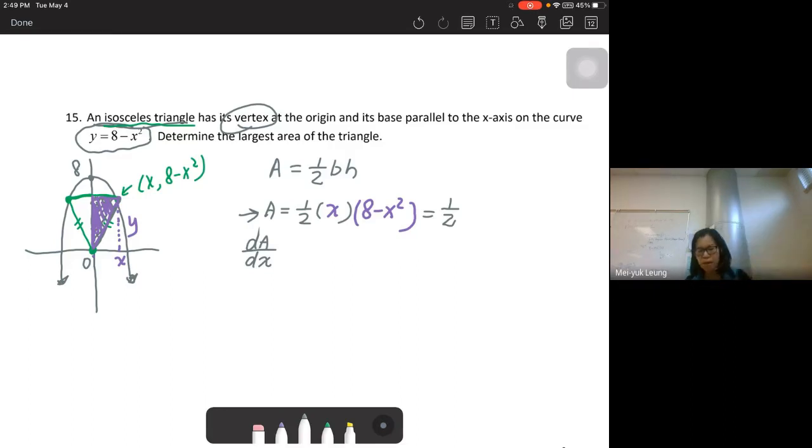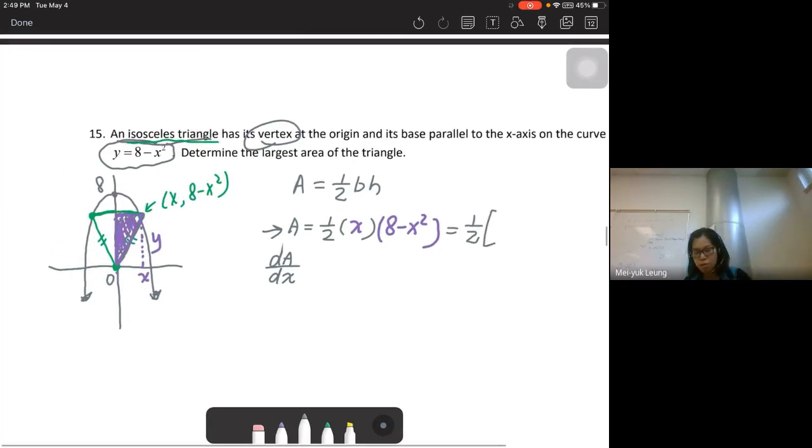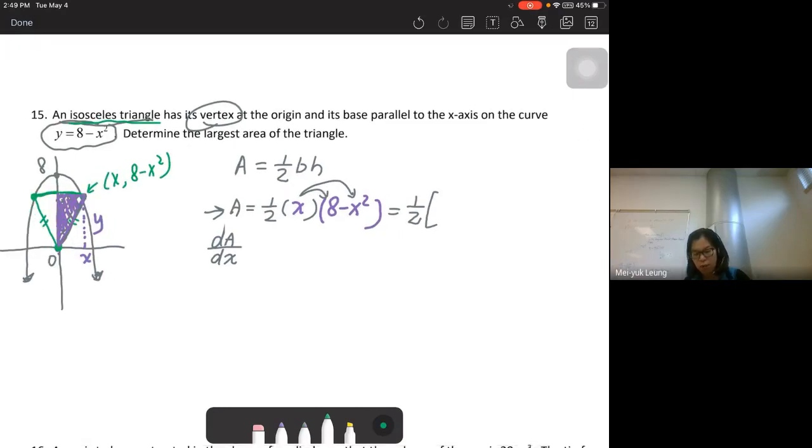I want to expand all the terms out. So multiply the x into the two terms here. So we have 8x minus x cubed. Okay, sometimes be flexible. So you don't need to always use the product rule or the quotient rule if you can do it easier, all right, by expanding the terms. So dA dx would be 1/2 times 8 minus 3x squared.